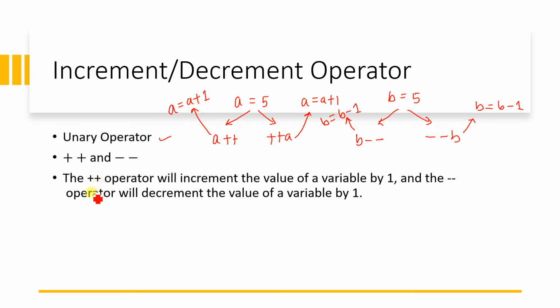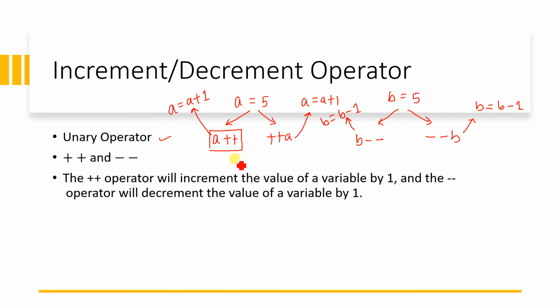So that's what I have written over here. The plus plus operator will increment the value of a variable by 1, and the minus minus operator will decrement the value of a variable by 1. But remember, whenever we are using the plus plus or minus minus operator, we can only apply these operators to a variable but not a constant.